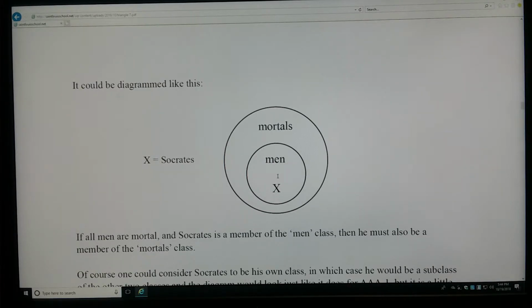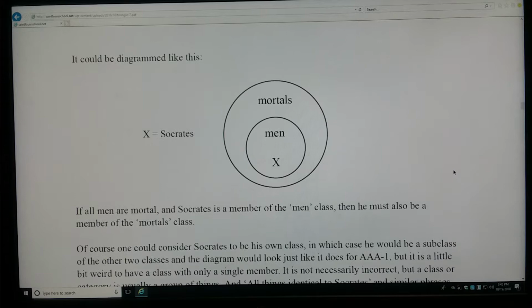Now, if you just treated Socrates as being his own class, then it would just look like the diagram for the Barbara form, where you would just have another class right here, another circle, and it would be contained within the mortal circle. But to me, this makes it just a lot more natural and intuitive to explain it in this way.